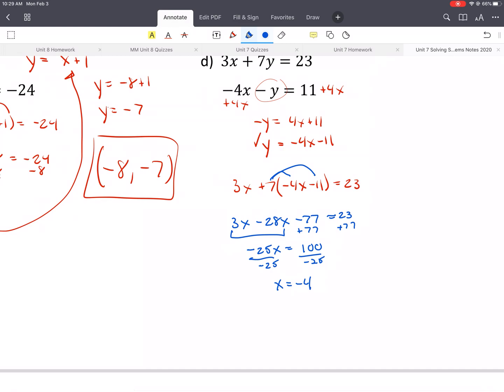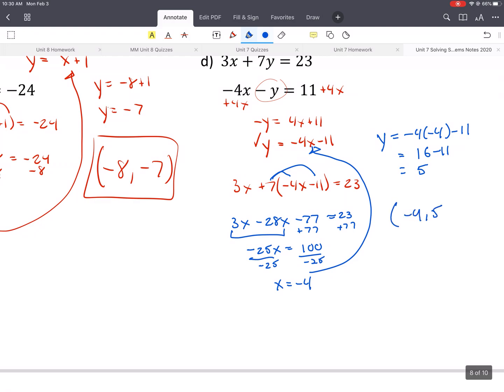Okay, and then we can plug that into either equation. Again, I would like to maybe plug that into the one that's already solved for y. So we'd get y is equal to negative 4 times negative 4 minus 11. That gives you 16 minus 11, which is 5. So our ordered pair would be negative 4 comma 5.